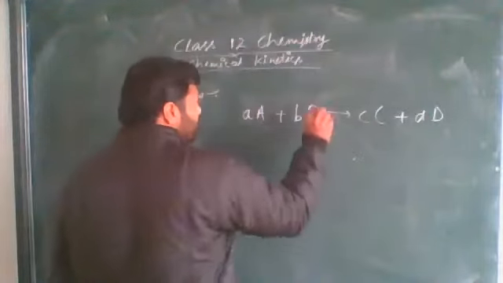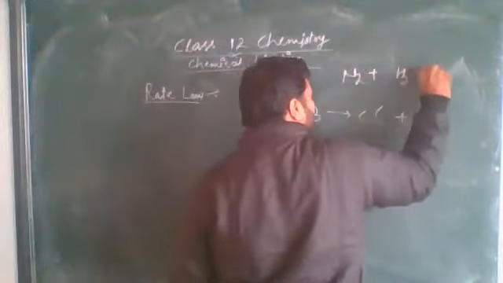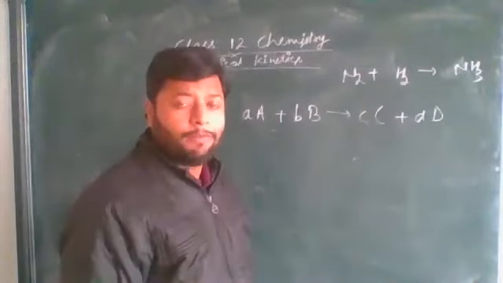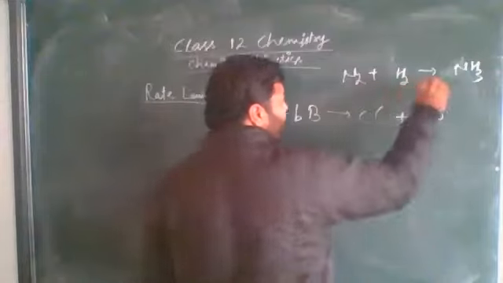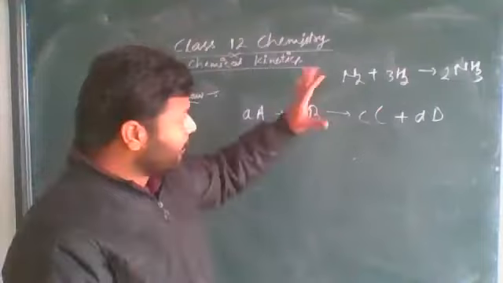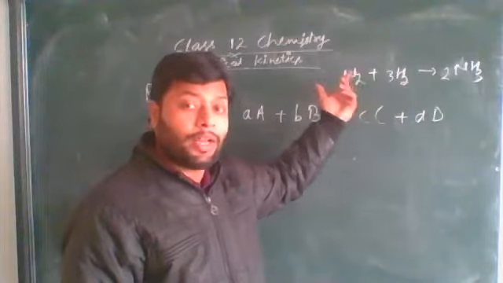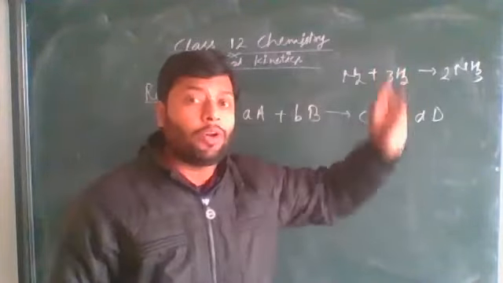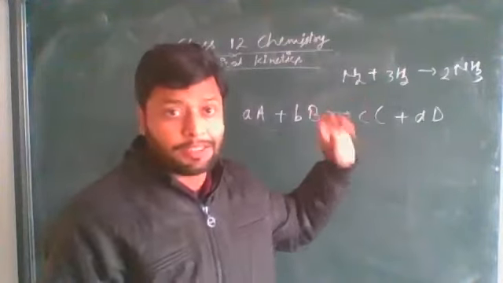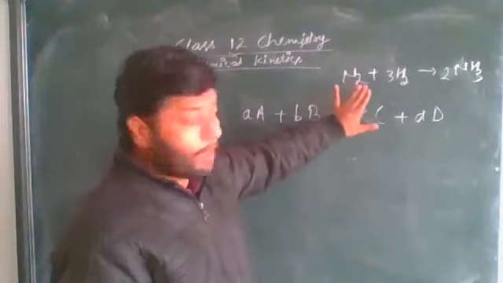For example, suppose the formation reaction of ammonia. The reaction says that 3 moles of hydrogen combine with 1 mole of nitrogen to give 2 moles of ammonia. That is the picture we can see from the reaction. But is it true? This is one of the important things to learn.